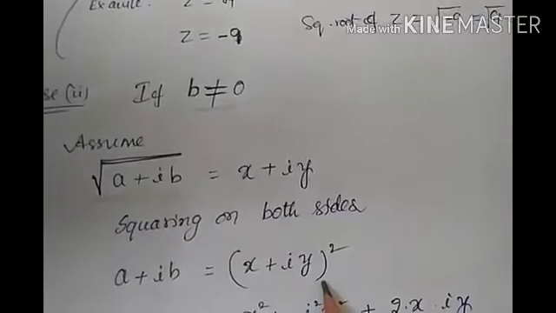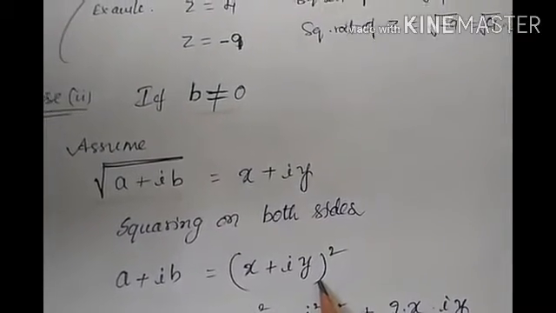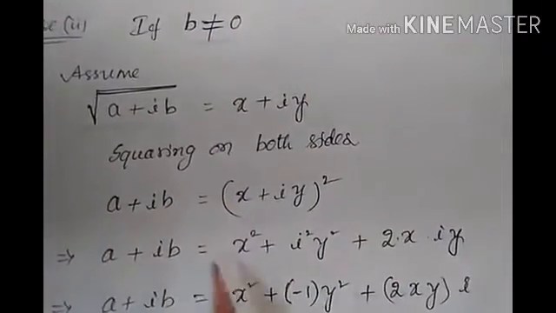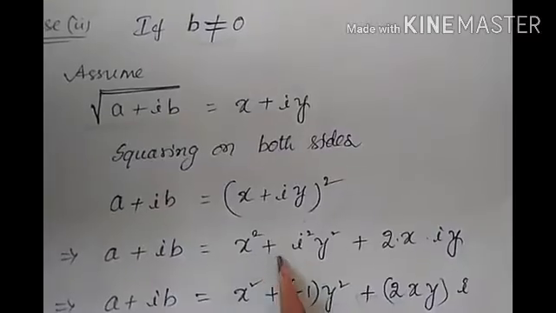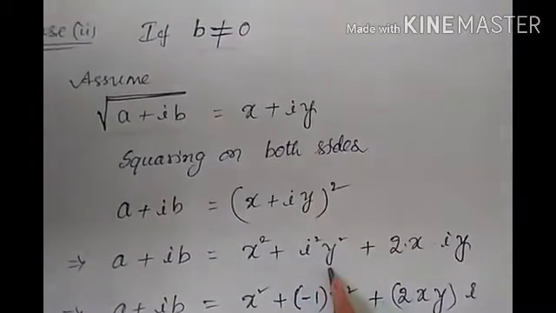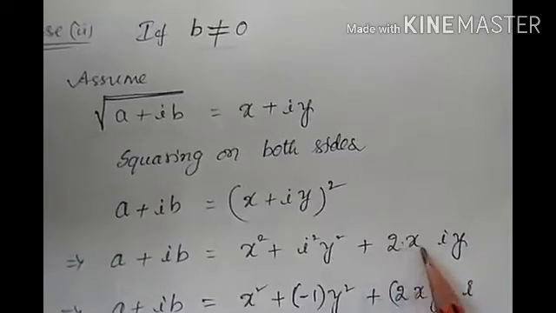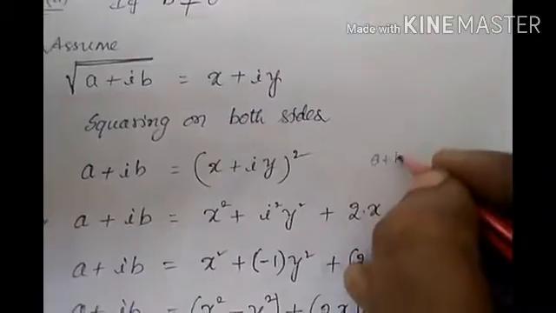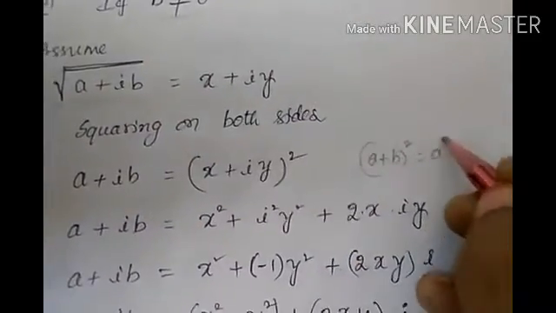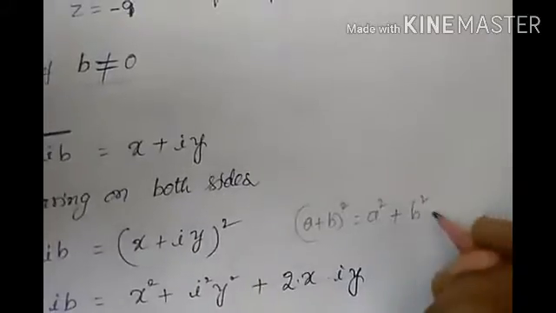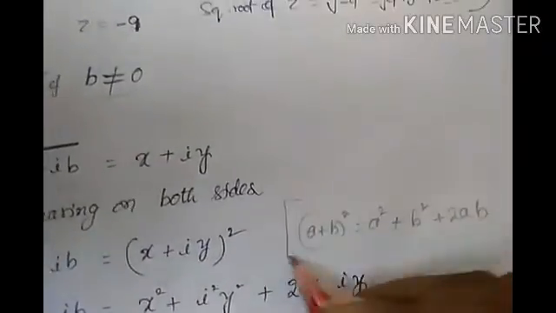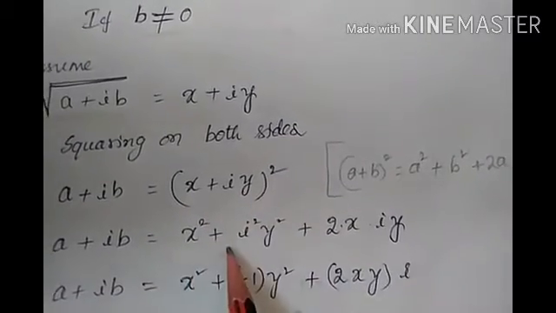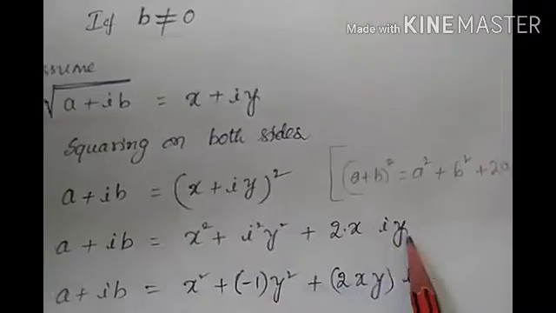Now expand this one. By using the a plus b whole square formula, we can expand this. We know that a plus b whole square equals a square plus b square plus 2ab. By using this formula, x plus iy whole square equals x square plus i square into y square plus 2 into x into iy.